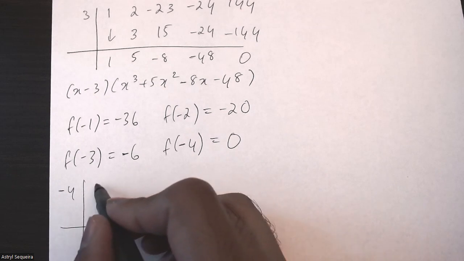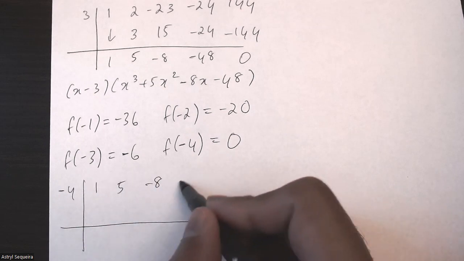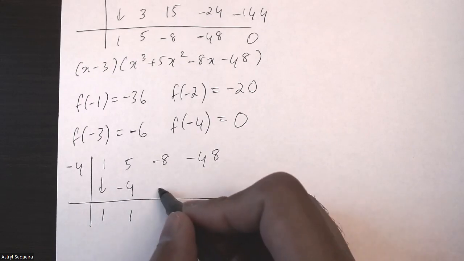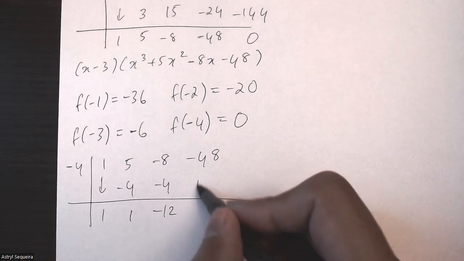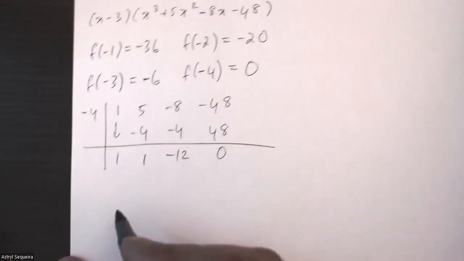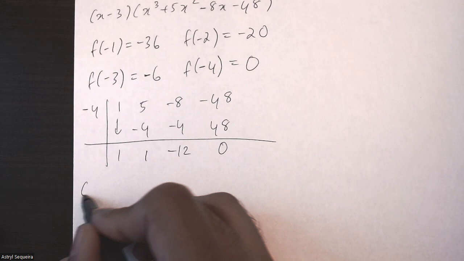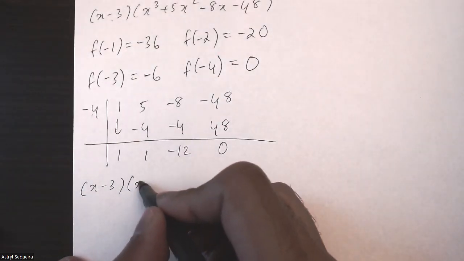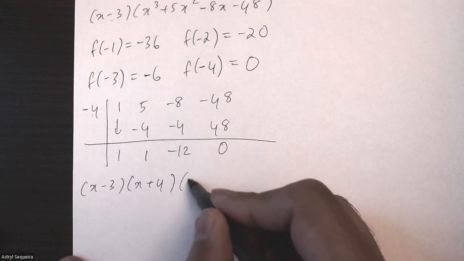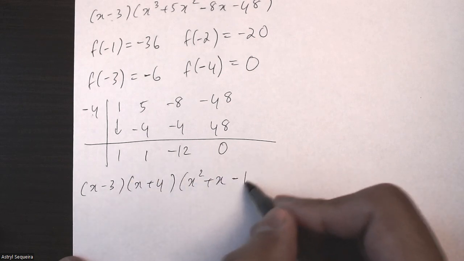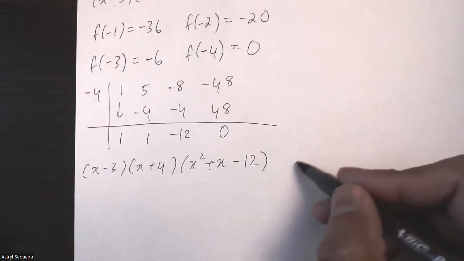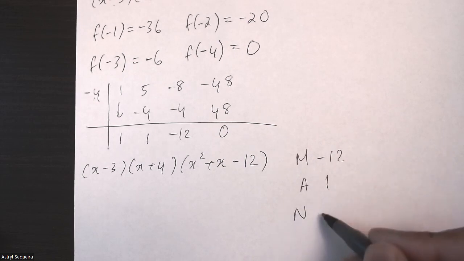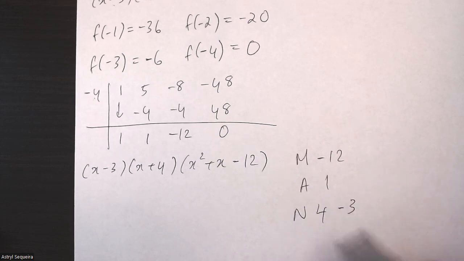Negative 4, my coefficients are 1, 5, negative 8, negative 48. Do my synthetic. And my remainder is 0, so I know I'm definitely right. I'll write my first factor, x minus 3. I'll write the factor for this one, which is x plus 4. This is now quadratic, x squared plus x minus 12. Now I'll factor this, so what multiplies to negative 12 and adds to positive 1? That's just positive 4 and negative 3.